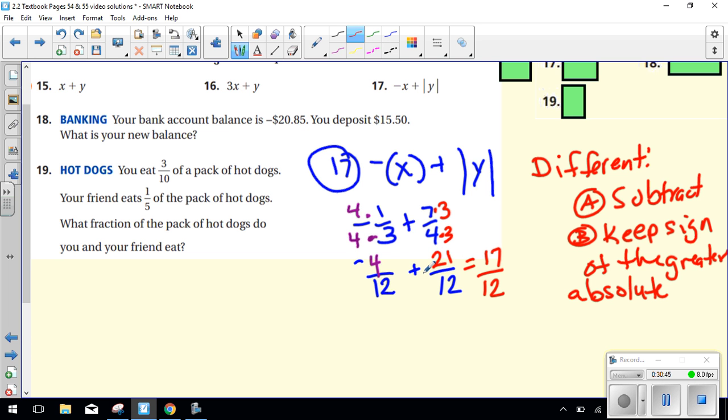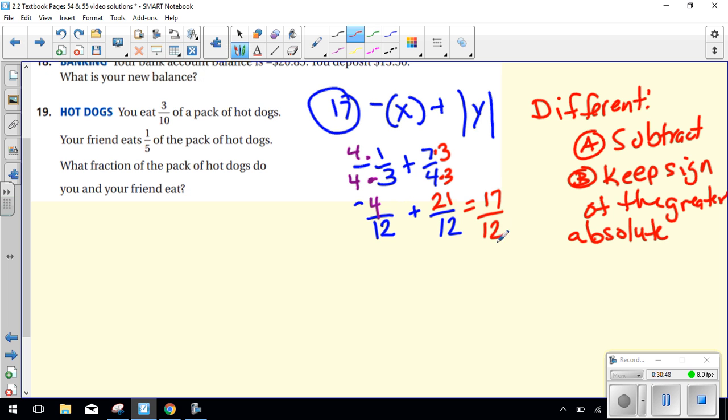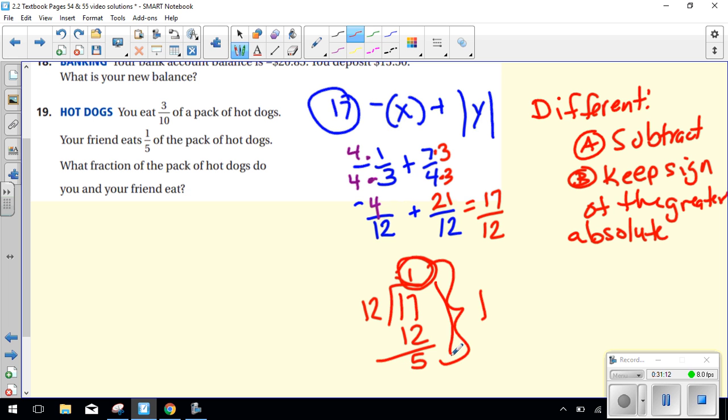And if you notice, your solution is improper, so we're just going to divide it out. Numerator goes in the division house, the 12 stays out. 12 goes into 17 one time. There's 5 left over. So my final solution is 1, and there's 5 left over out of 12. So 1 and 5/12.